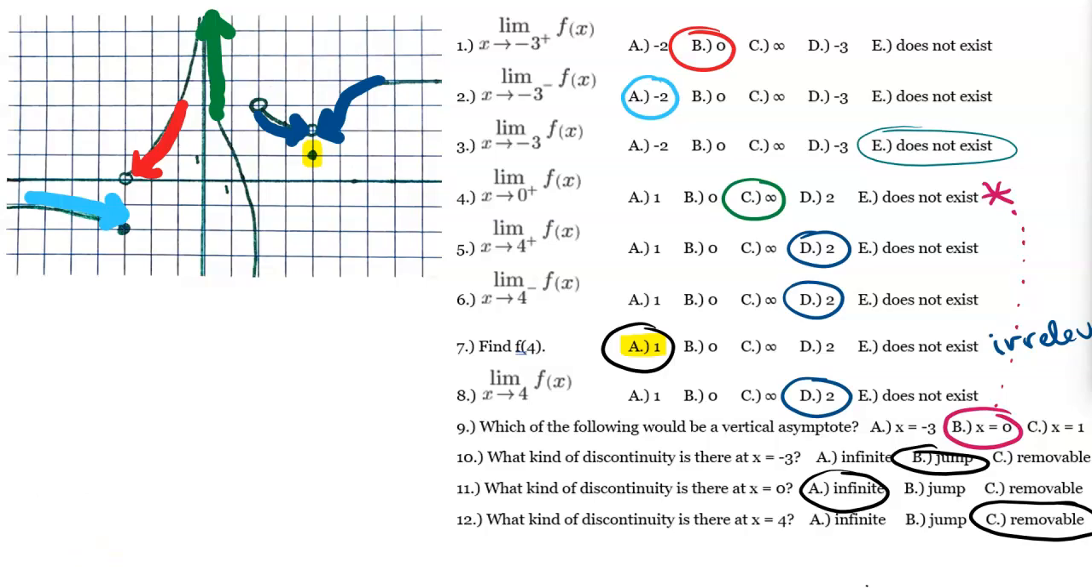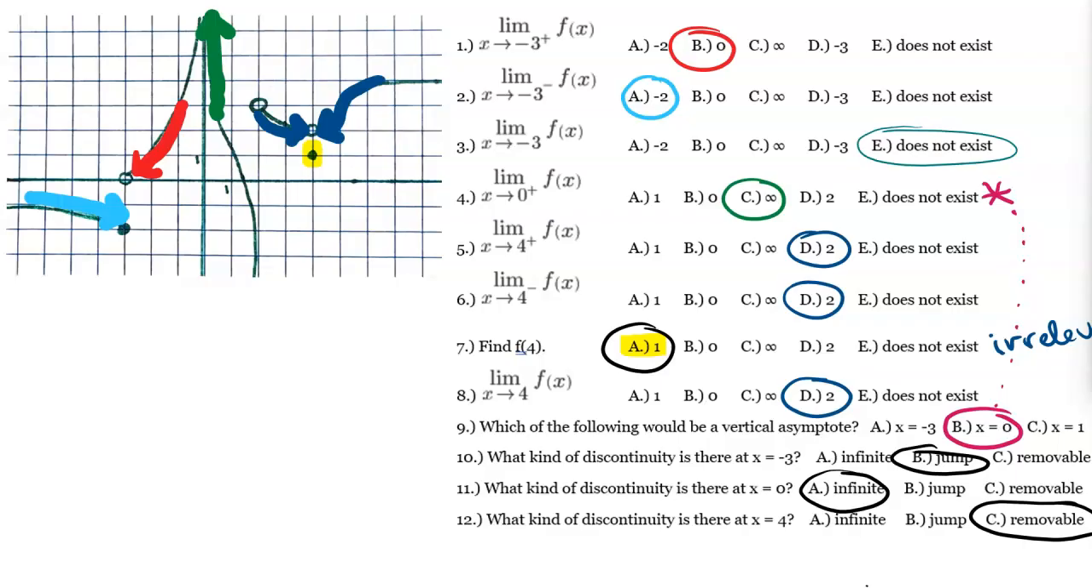Right, so let's look at your test review. For your first couple, you were given this graph and you were asked to find some limits. For this first one up here, we've got the limit as x approaches -3 from the right.